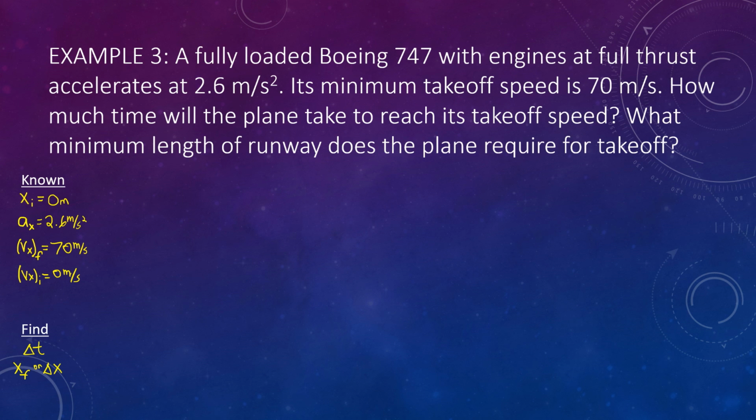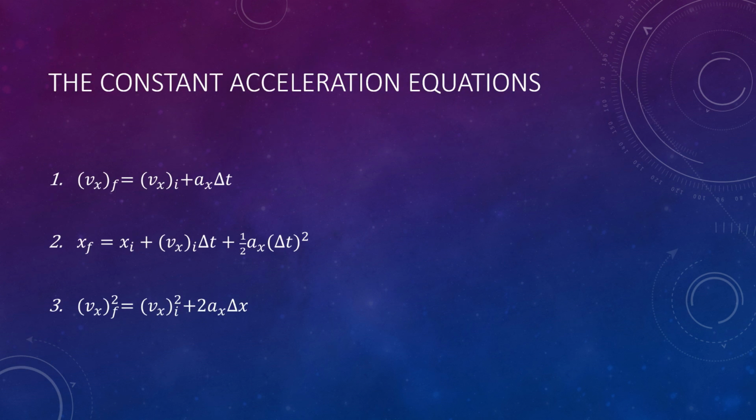So, let's start with the first part. How much time will the plane take to reach its takeoff speed? Let's look at our equations. In this case, we're looking for a time, which means we certainly cannot use the third equation because there's no time in it at all. If there's no time in it, how could we solve for time? So that leaves us with either equation 1 or equation 2.